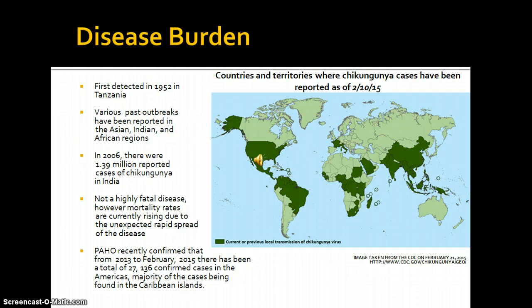Although it's not a highly fatal disease, the mortality rates are currently rising due to the recent unexpected rapid spread of the disease. PAHO confirmed that from 2013 to last month, February 2015, there's been a total of 27,136 confirmed cases in the Americas, the majority of them being in the Caribbean and Central American region. And the first case in the Americas was found on the island of St. Martin in the Caribbean, and that was the first time we have seen a locally transmitted chikungunya virus in the Americas.